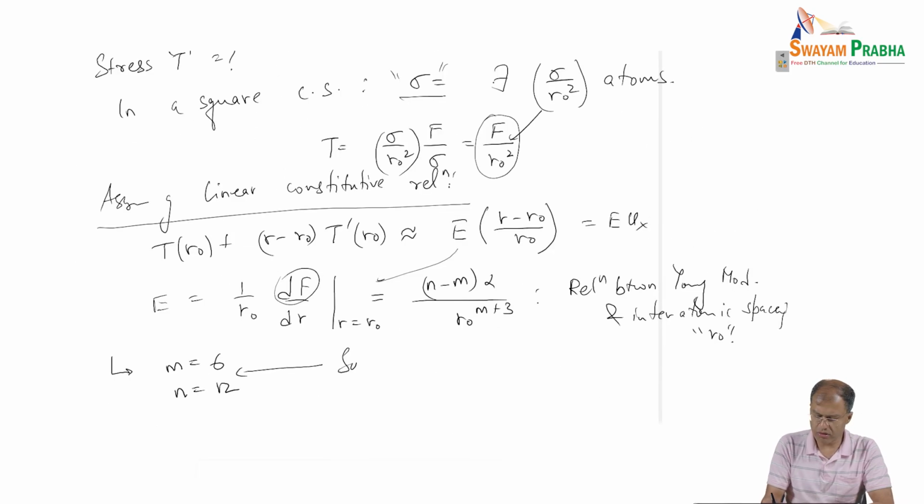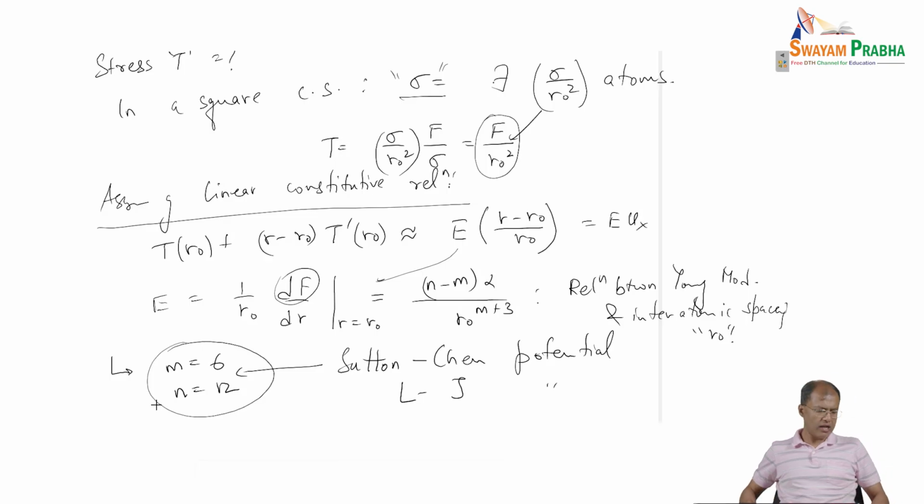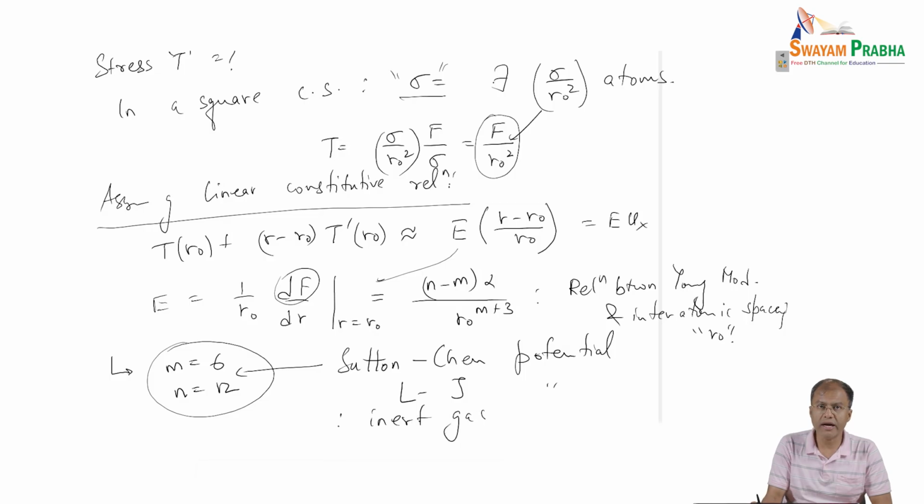This is nothing but the so-called Sutton-Chen potential, or sometimes also called the Lennard-Jones potential. So for 6, 12, we have the so-called Lennard-Jones potential, which is typically for inert gases. These are not for metals, but this is an example when we take these values of m and n. They represent not very strong interaction forces, but typically van der Waals forces, relatively weak interaction forces.